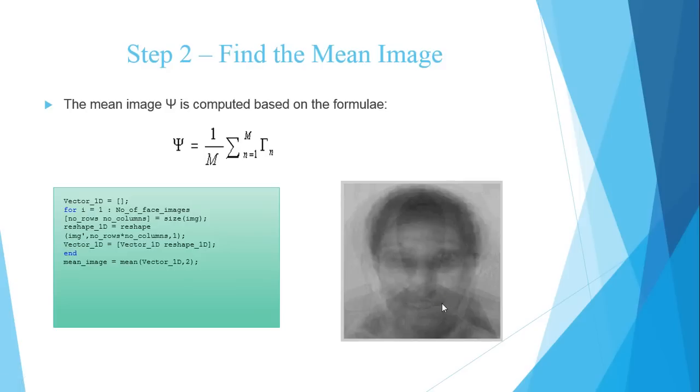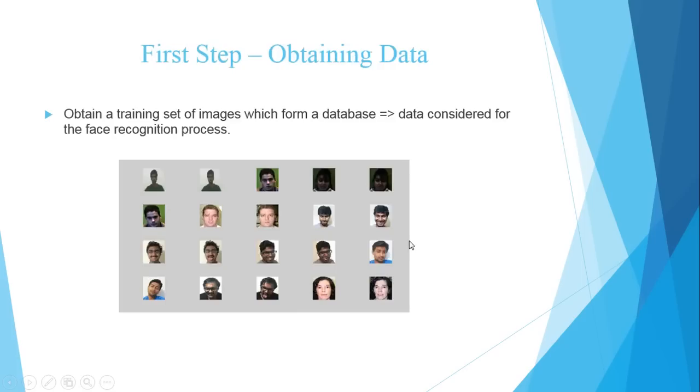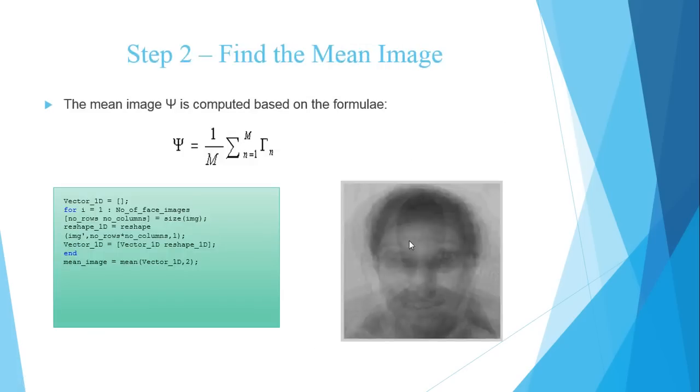The second step is finding the mean image. The mean image is computed based on this formula, and I've also shown the code snippet that I've used for this process. You can see the image, almost like a ghost here. This is the mean image of these 20 images.